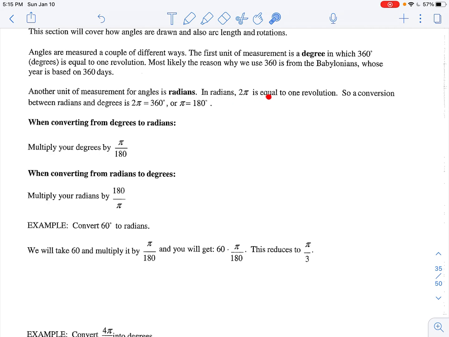Another unit of measurement for angles is radians. In radians, 2 pi is equal to 1 revolution. So a conversion between radians and degrees is 2 pi equal 360 or pi equal to 180. A radian is equal to a radius.